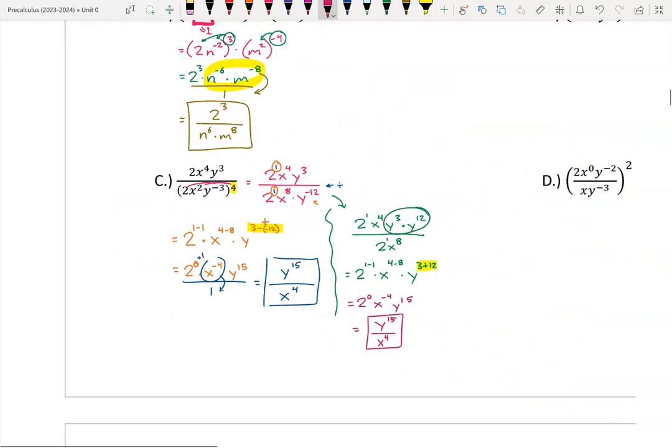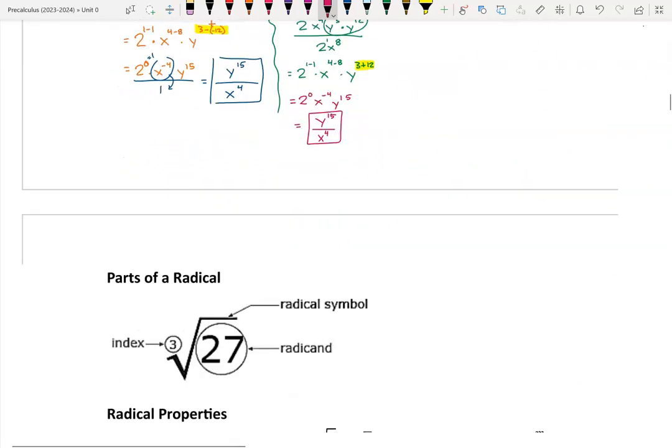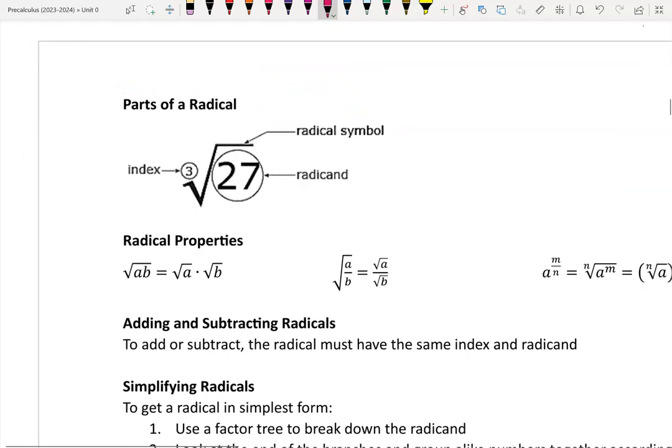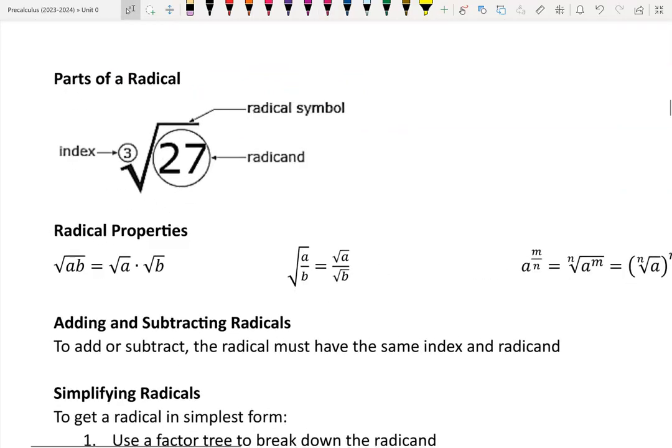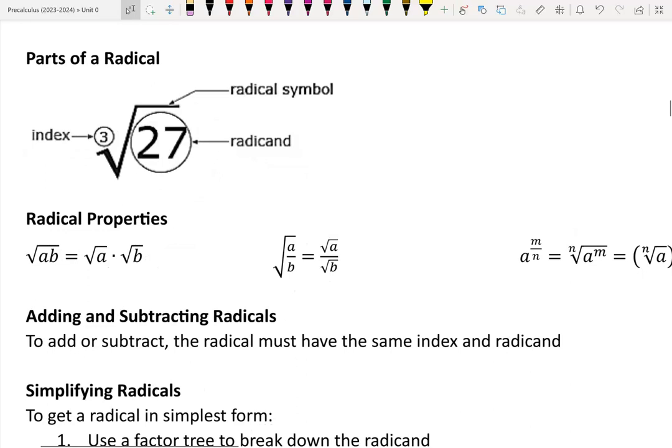All right, so let's go ahead and look at parts of a radical here. So parts of a radical, we have our index. The index is the number outside of the radical. That tells us what level of a root it is. Are we a square root?